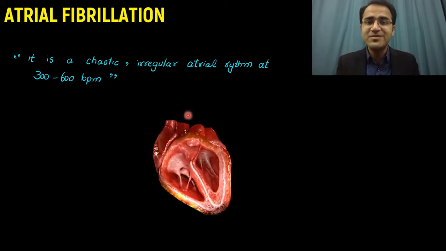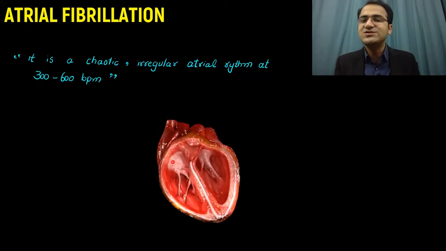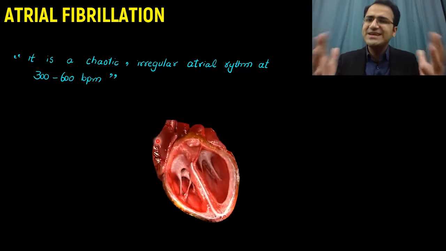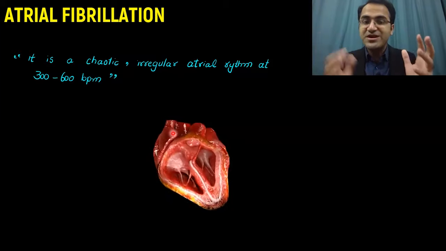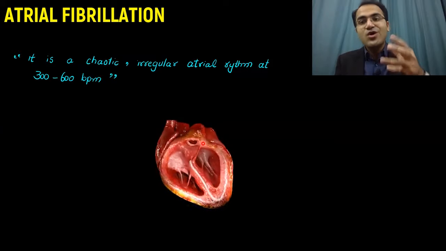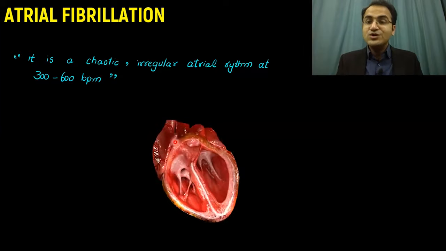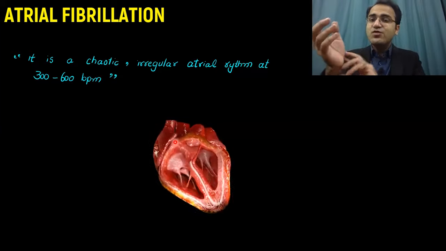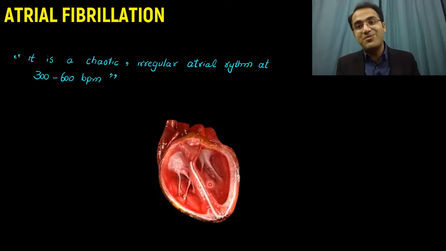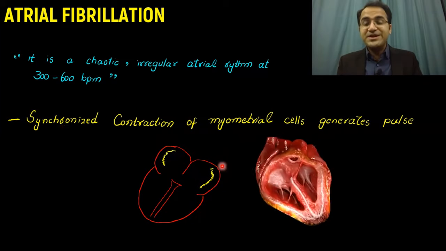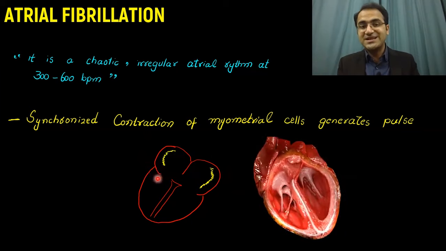If you look at this diagram, this is a normal heart contracting. First the atria contract, then the ventricles contract, and they are contracting in a synchronized manner. What if the atria start contracting at a very fast rate that is not synchronized with the heart? The heart won't be able to push the blood out to the periphery. So the pulse rate will be lower than the rate at which the heart is beating. That is what happens in atrial fibrillation: the atrial muscles are literally seizing due to excessive electrical activity.